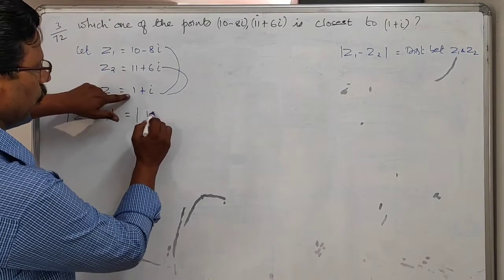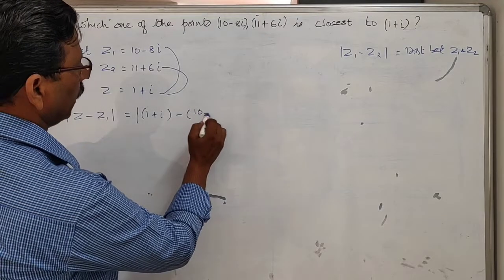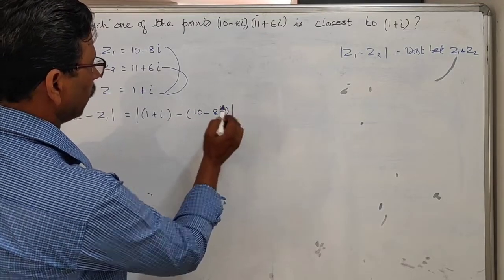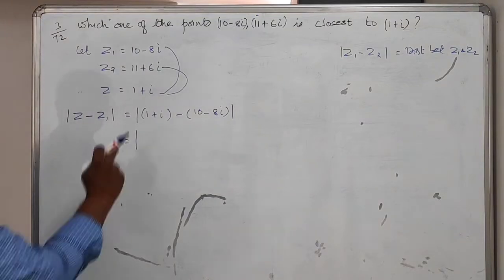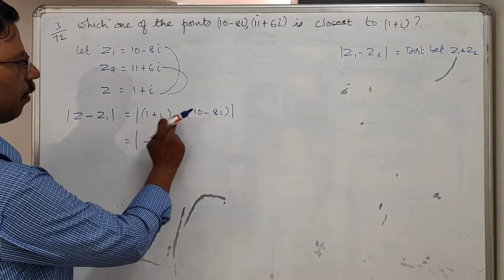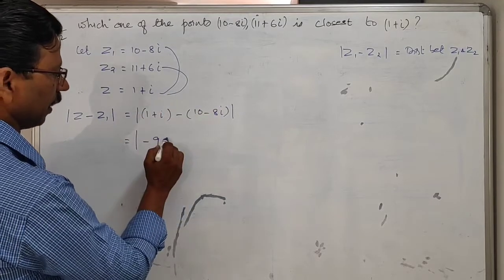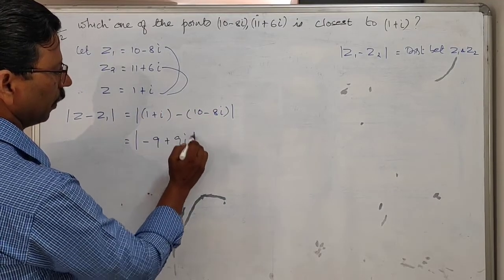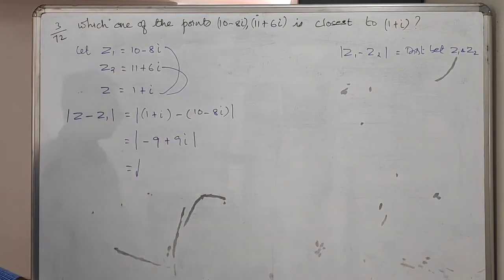That is, what is Z? 1 plus i minus, what is Z1? 10 minus 8i. Now, which is equal to, try to rewrite in the rectangular form, 1 minus 10 equal to minus 9, plus 8i plus 1 plus 9i... so minus 9 plus 9i. You can write. Now, which is equal to root of, modulus of a complex number is nothing but root of real part square plus imaginary part square.